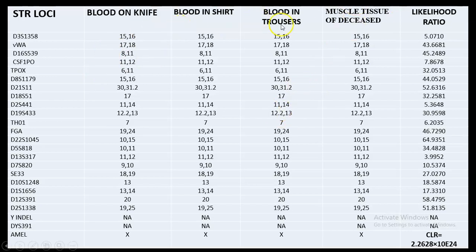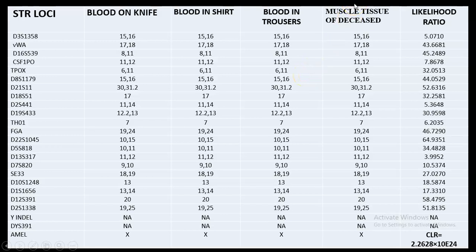So if you compare these profiles, you can see that the profile coming from the human blood on the knife, the profile coming from the human blood in the shirt, and the profile coming from the human blood in the trousers are all matching, or they are all the same. You can check the various alleles: 15, 16, 15, 16, 15, 16; 17, 18, 17, 18, 17, 18; 8, 11, 8, 11, 8, 11; 11, 12, 11, 12, 11, 12; 6, 11, 6, 11, 6, 11.